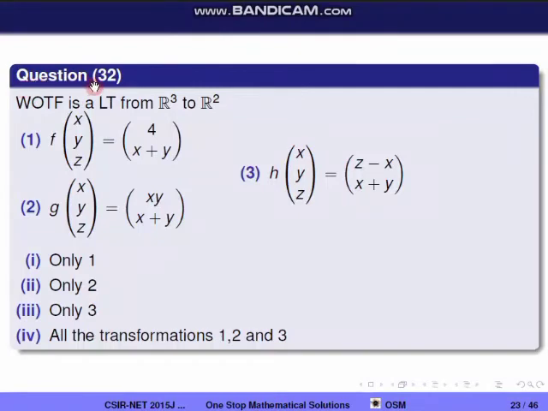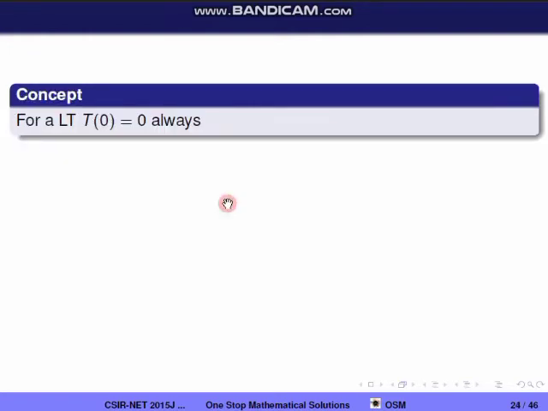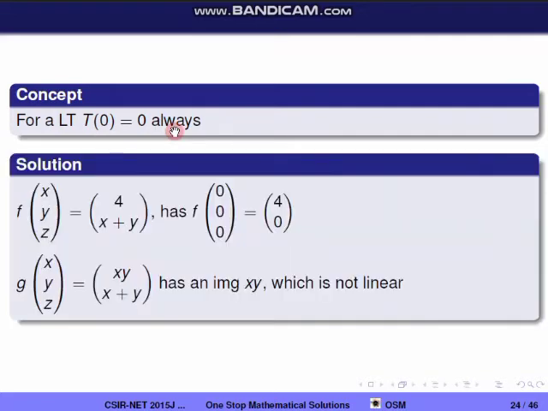Next question, question 32. Which of the following is a linear transformation from R3 to R square? First one, f of xyz is equal to 4x plus y. Second one, g of xyz is equal to xy, x plus y. Third one, h of xyz is equal to z minus x, x plus y. So we have to find which of them are linear transformations. So we look into the concept used. For a linear transformation, T of 0 is equal to 0 always, and the function should always be a linear function. So we look into the question now.